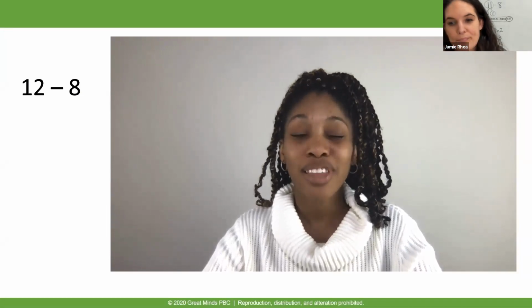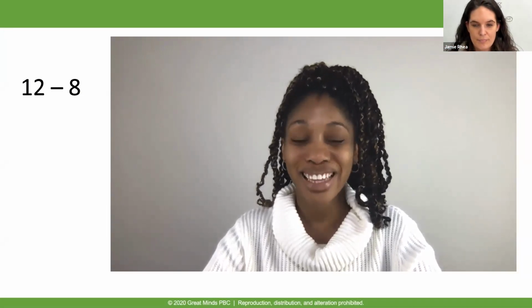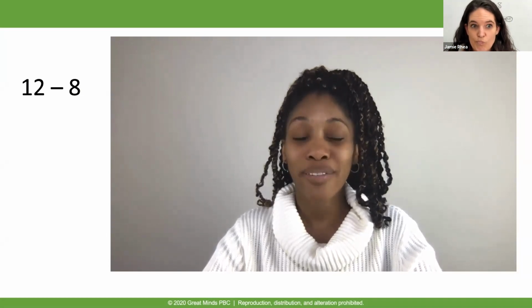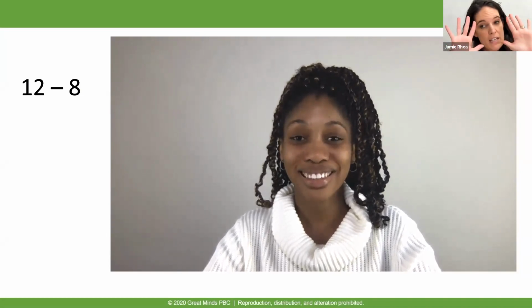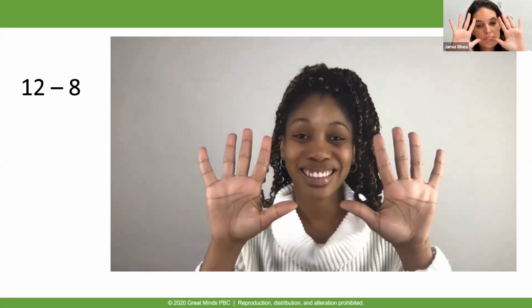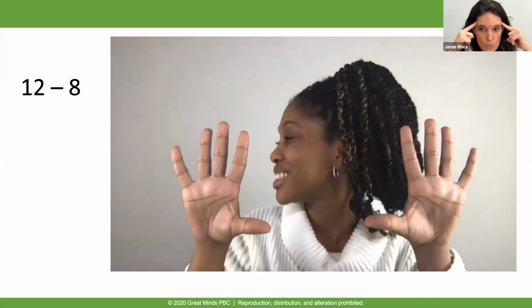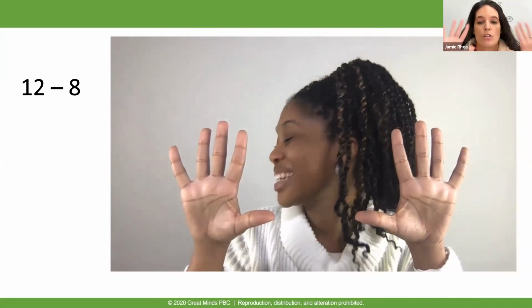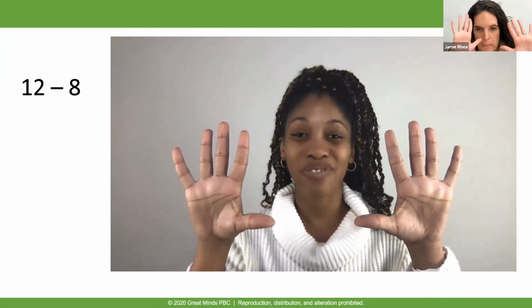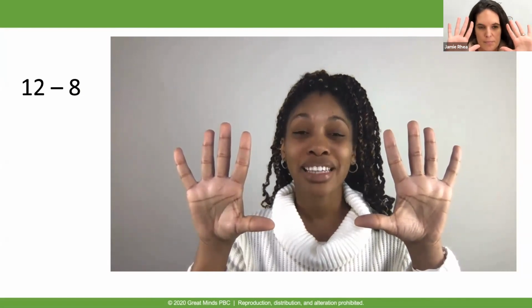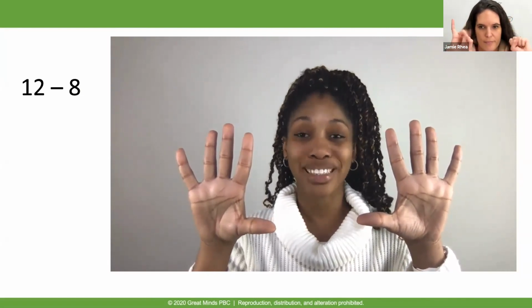Okay. Let's solve the expression 12 minus 8. Give me 12 fingers. I don't have 12. I have 10. How many pretend fingers do we have up? I'm going to have 2 pretend fingers on my head. Okay. So I have 10 here and 2 here. 2 pretend fingers. Go ahead and take away 8 all at once.